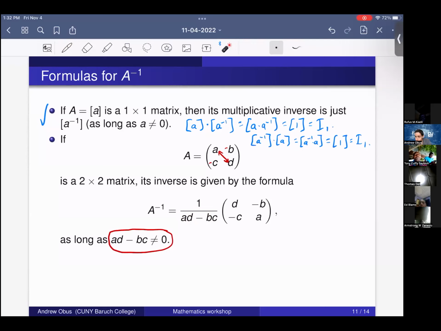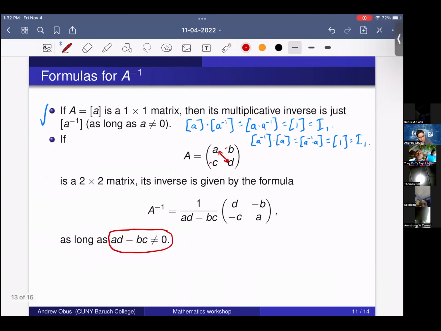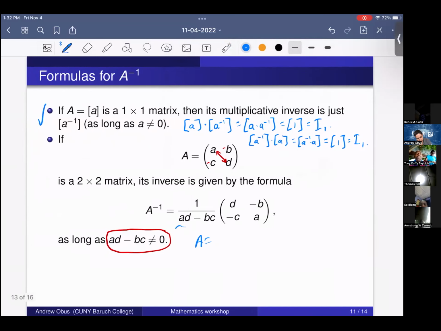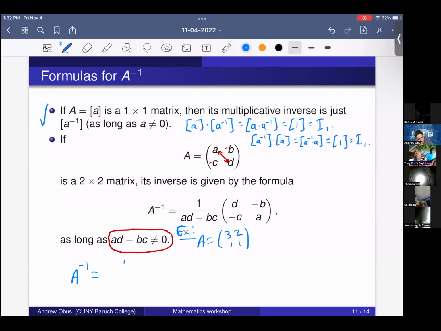So I'm sorry, I know we're over time, but let's just go 3 more minutes because I want to do one example. I think that'll make this clearer. So if we wanted to find the inverse of 3, 2, 1, 1, let me do it on the previous page so you can see the formula. As an example, let's say that A equals 3, 2, 1, 1. Well, then A inverse is going to be equal to 1 over AD minus BC. So that's 3 times 1 minus 2 times 1.